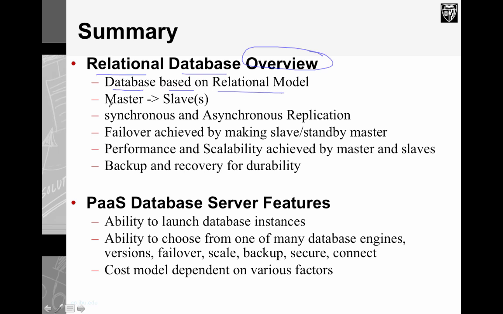And in this model, there is a master and several slaves. Masters replicate to slaves using synchronous or asynchronous replication models. The failover is achieved by making the slave or the standby into a master. The performance and scalability is achieved by having both master and slaves. The clients can talk to the master for write operations and slaves for read operations, and that's how you scale out. You also have features like backup and recovery for durability.